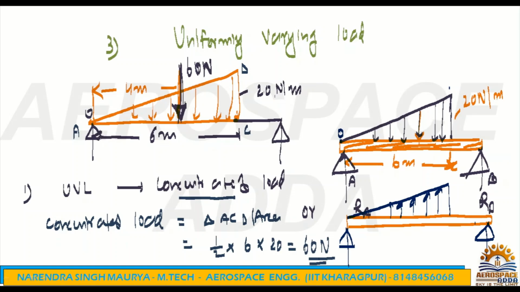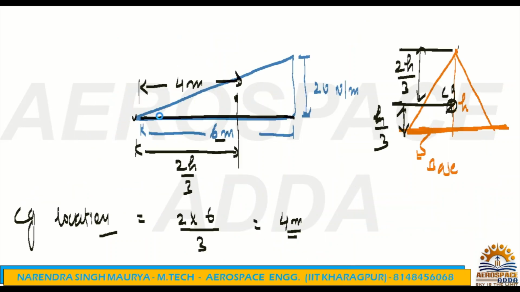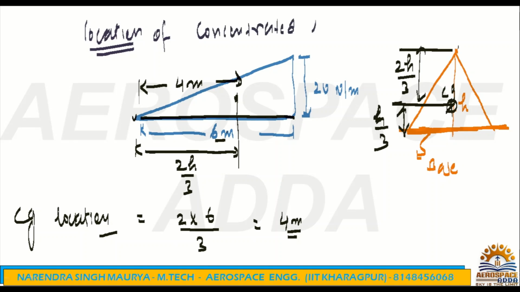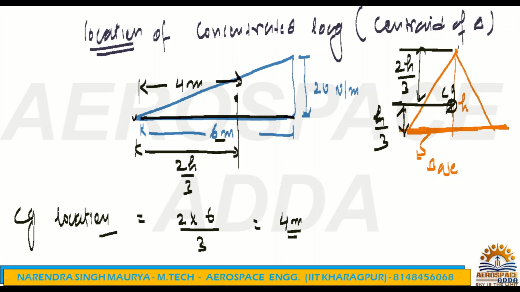What is important? Once you convert the uniformly varying load into a concentrated load, what is the formula? The triangle area, 1 by 2 into base into height. That is the concentrated load. Now the second point is where it will be acting. So the location of the concentrated load is nothing but the centroid of the triangle. That's all. So you have calculated 2h by 3 from the apex side.